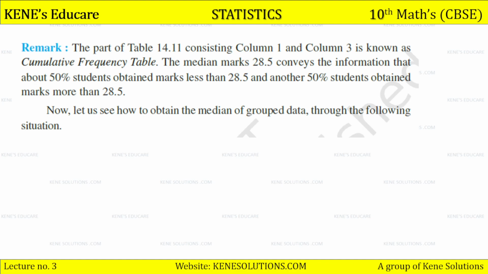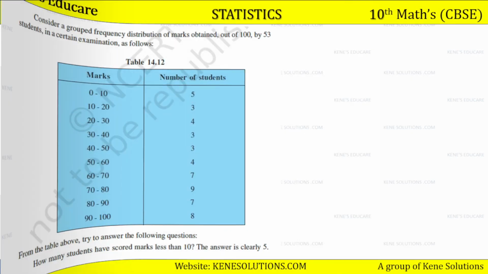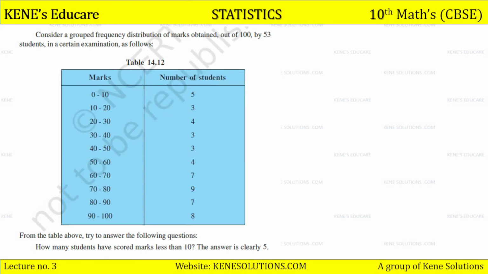Now let us see how to obtain the median of grouped data through the following situation. Consider a grouped frequency distribution of marks obtained out of 100 by 53 students in a certain examination as follows. So here marks are 0 to 10, 10 to 20, 20 to 30, 30 to 40 and so on.